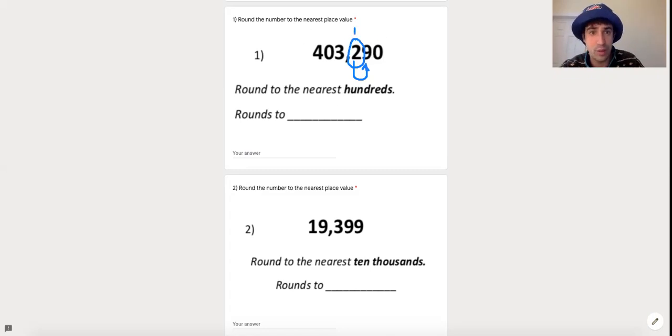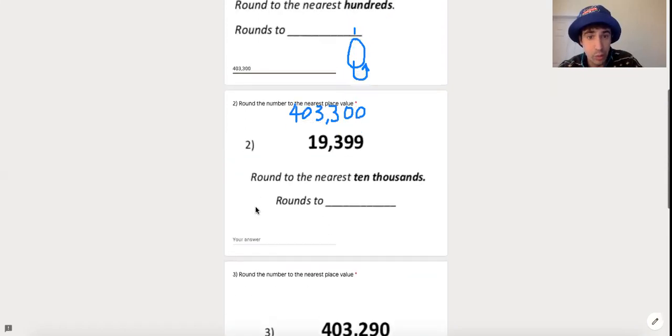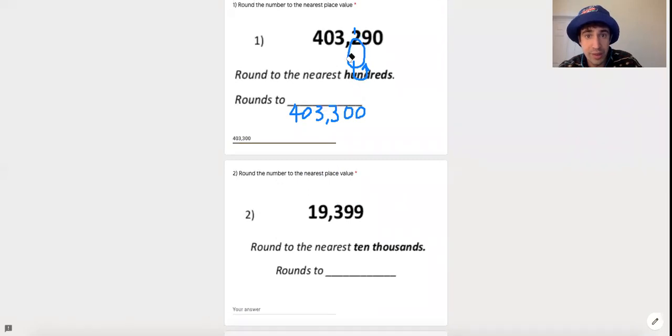to that circled digit. Now when I write this in, every digit before my circled digit stays the same. So 403,000. Since I'm rounding up, I'm going to add 1 to my circle digit 2. 2 plus 1 is 3. And everything after the circle digit, the tens place and the ones place, becomes a 0. The answer to 403,290 rounded to the nearest hundreds is 403,300.